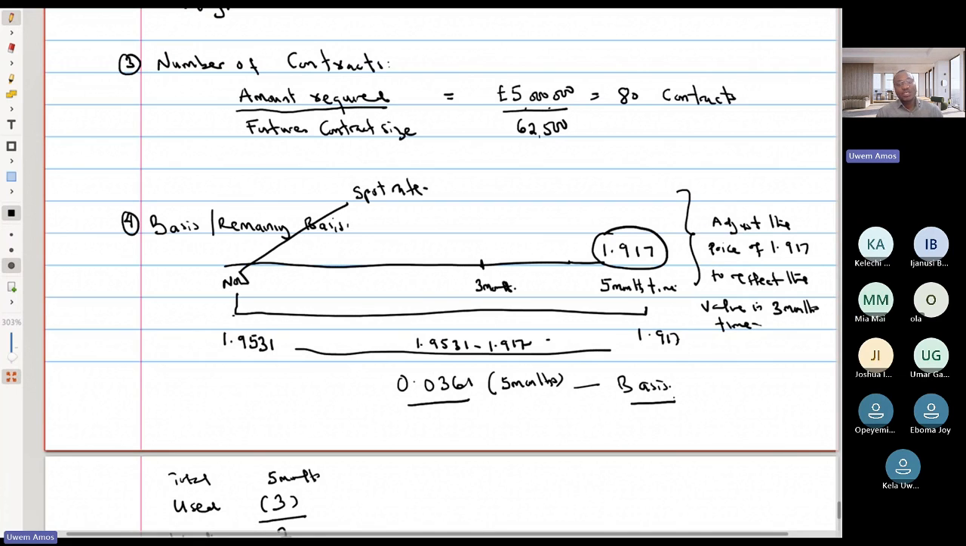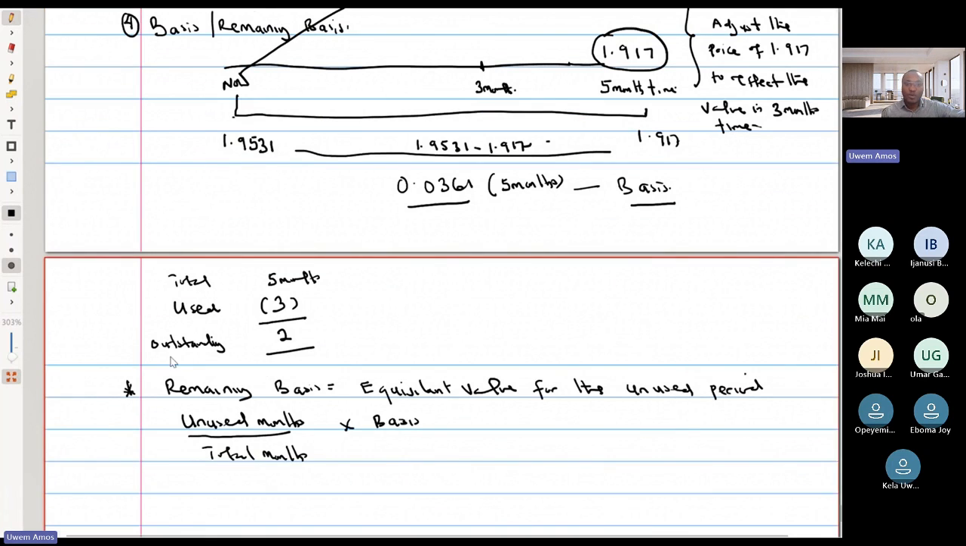Now the 0.0361 is the difference for 5 months, so we need to adjust that to accommodate our 3 months. We say, okay, the total period is 5 months. From now to when we will make our payment is 3 months. We will then have 2 months that is remaining or unutilized. So can we calculate the equivalent value for these unused 2 months? That's what we want to know next, using the formula: unused months divided by the total months, multiplied by basis. Is that clear?